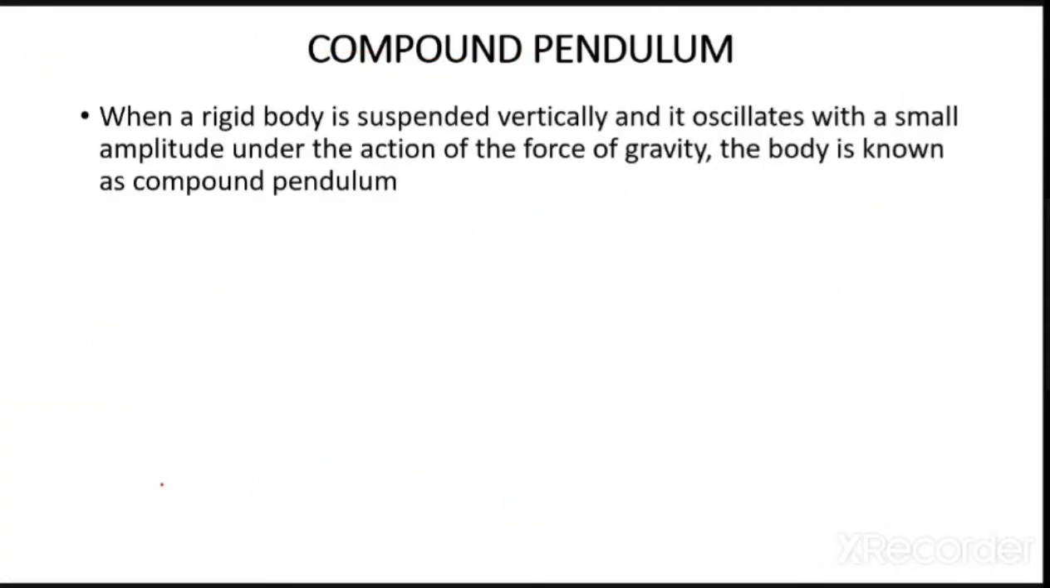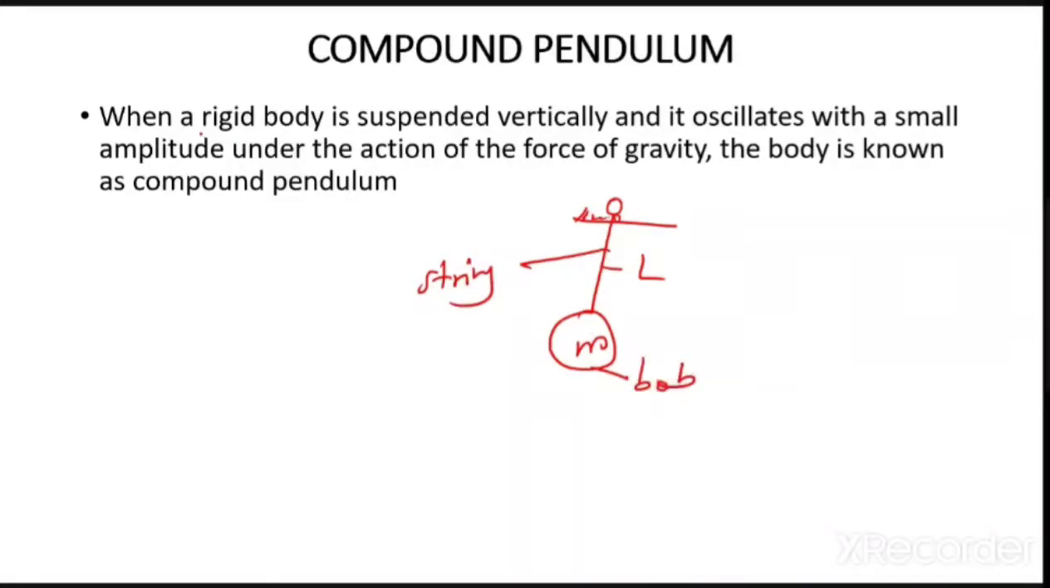Now the compound pendulum. The difference between the compound pendulum and the simple pendulum is the body which you suspend. In a simple pendulum, you have taken a string connected to the mass m and suspended it from the point O, and this is the length L of the string. So this was a string in the simple pendulum, and this was a small bob. Here we are taking a rigid body.